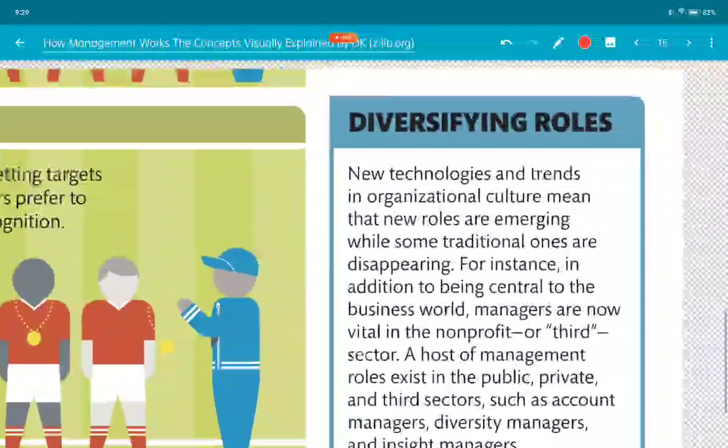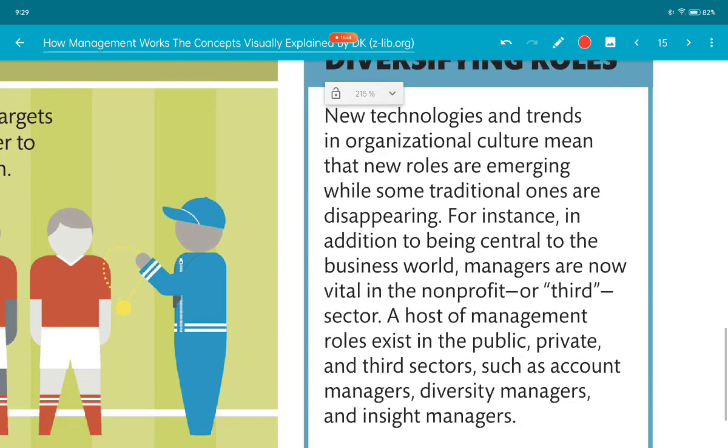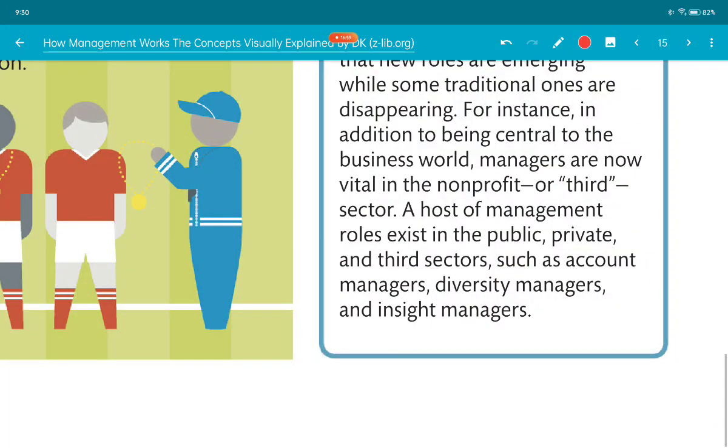Diversifying roles. New technologies and trends in organizational culture mean that new roles are emerging while some traditional ones are disappearing. For instance, in addition to being central to the business world, managers are now vital in the non-profit or third sectors. A host of management roles exist in the public, private, and third sectors, such as account managers, diversity managers, and insight managers.